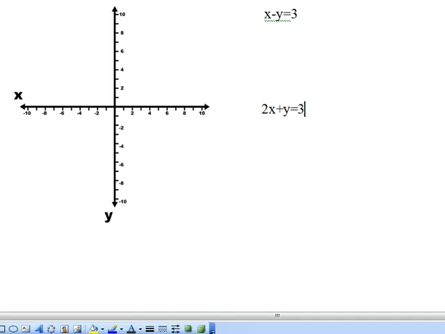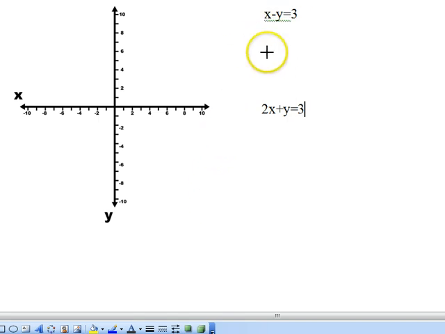So for your ongoing assessment, it says solve the system of equations by graphing. And it gives us two equations here, x minus y equals 3 and 2x plus y equals 3. And so we have to solve these equations for y. We need to put them in slope-intercept form.